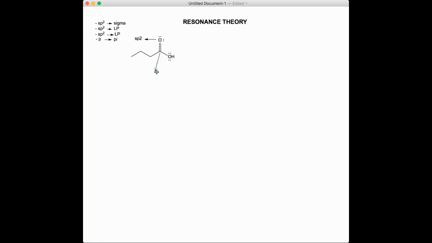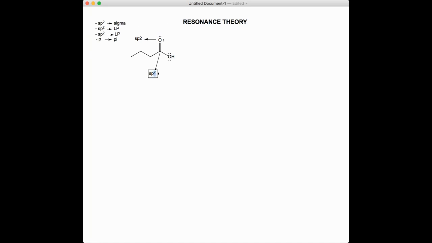So what about this carbon over here? What is the hybridization of this carbon here? Guys, what's the hybridization of that carbon? So how many pi bonds do we see in that carbon? One pi bond, right? So if it has one pi bond, what is the hybridization of that carbon? Certainly it is sp2 hybridized, guys.